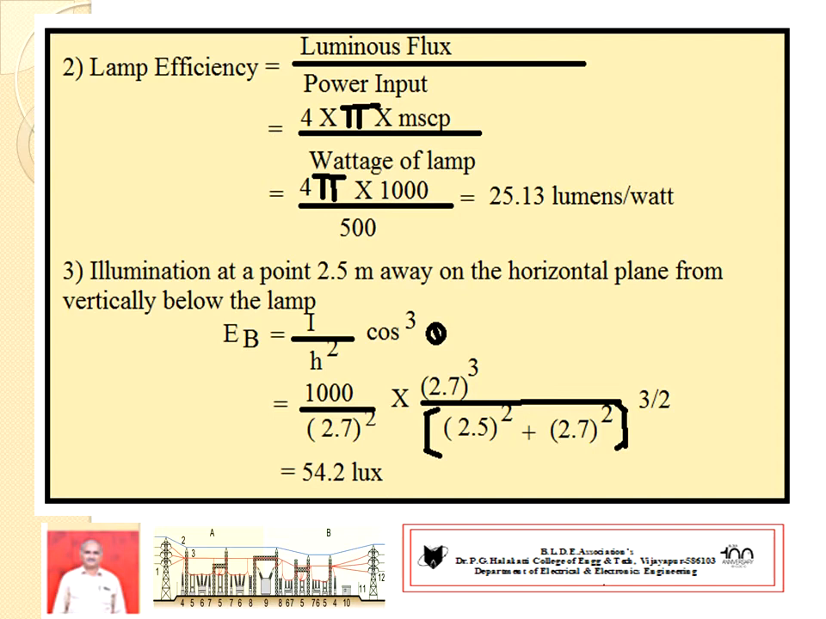Number 3, illumination at point B. For this you can use the expression I, that is the MSCP value, divided by h square, into cos cube theta. Theta is the angle between the vertical and the line to the point, as you can observe from the diagram. So h is 2.7, you can calculate cos theta, and after that convert into cos cube. Hence we are going to get 54.2 lux.